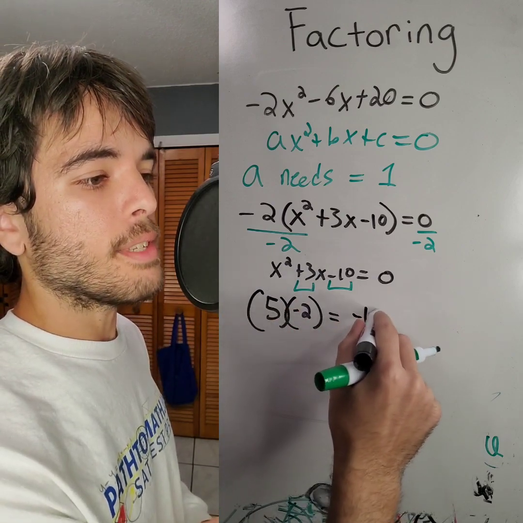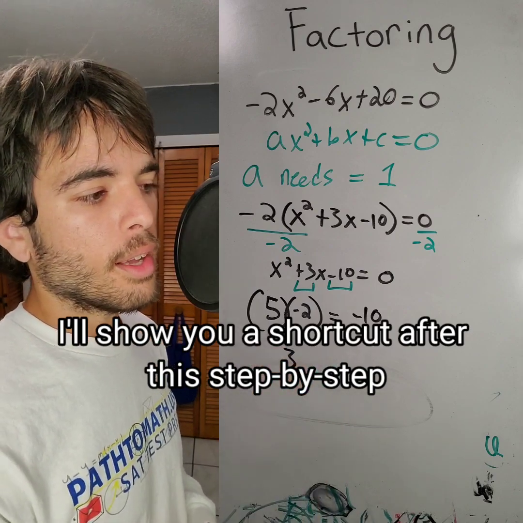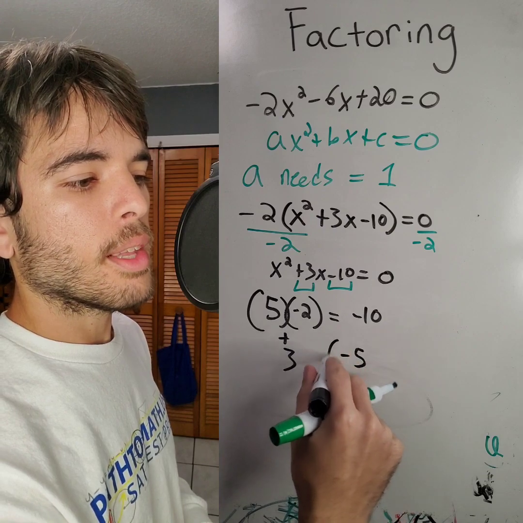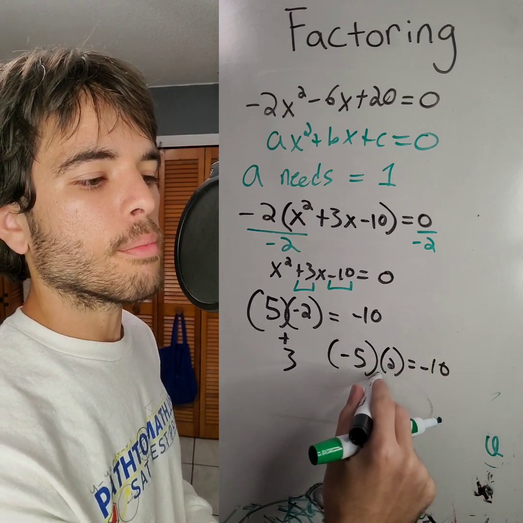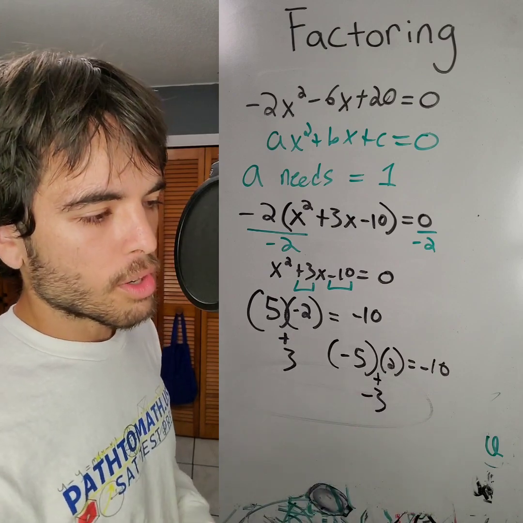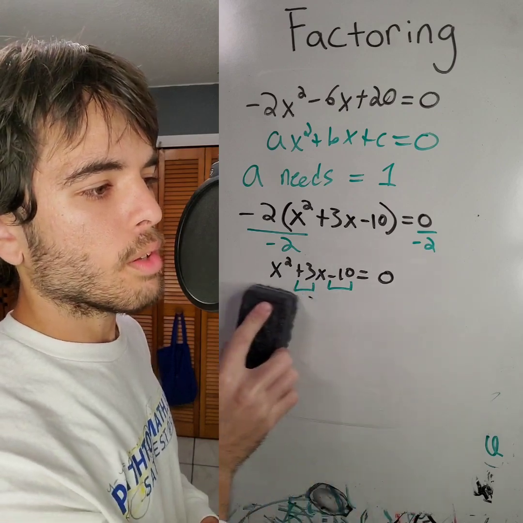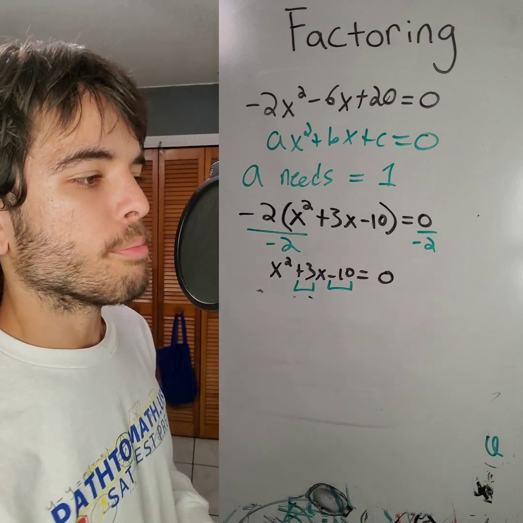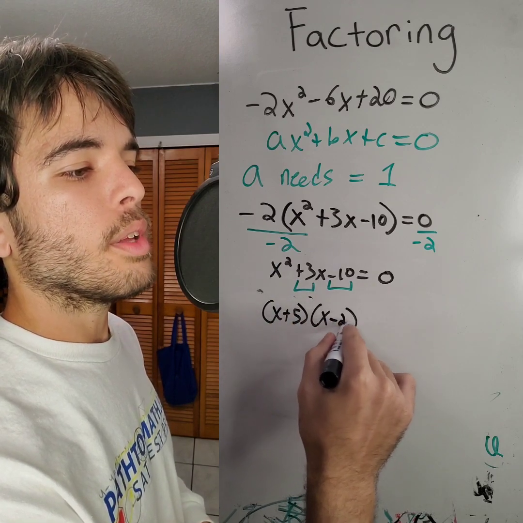So we have -10 and we have 3 if we add them, right? If you put -5 times a positive 2, you get a -10, but then you get a -3, right? So we don't want to do that. All right, we know our factors are 5 and -2. So I'm going to rewrite this trinomial. We have x plus 5 times x minus 2 equals 0.